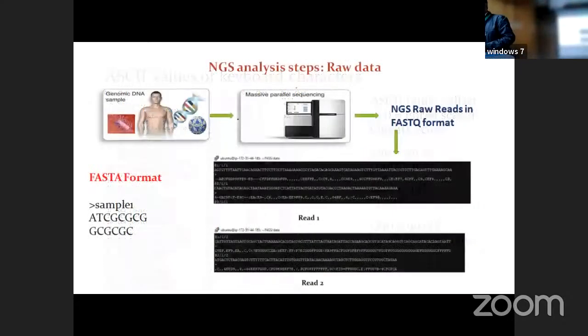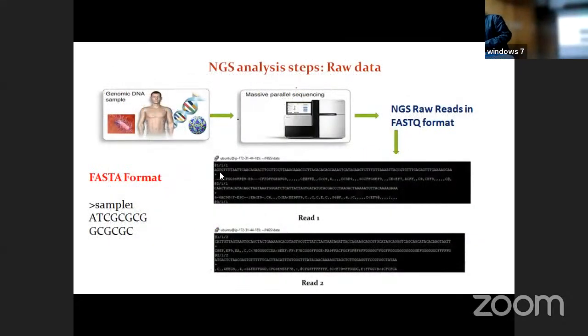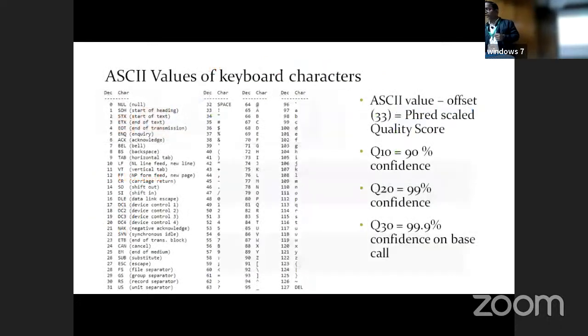Now going back to the slide again, if you look at the third base, that is T. Look at the mouse pointer again. The third base T has a base call quality of capital A. What is the ASCII value of capital A? It is 65. 65 minus 33 is equal to 32. So it means the Phred score is Q32. Again, it is more than 99.9% accuracy, right?